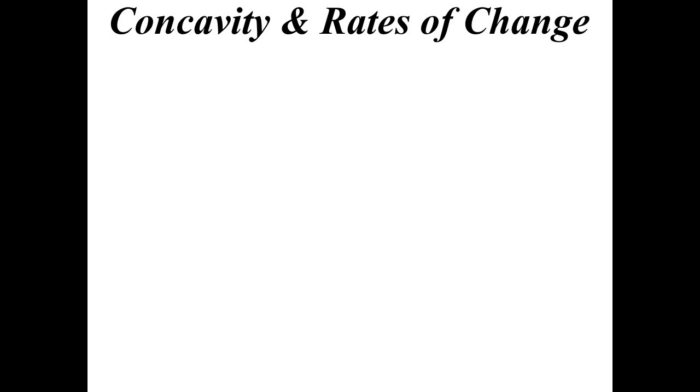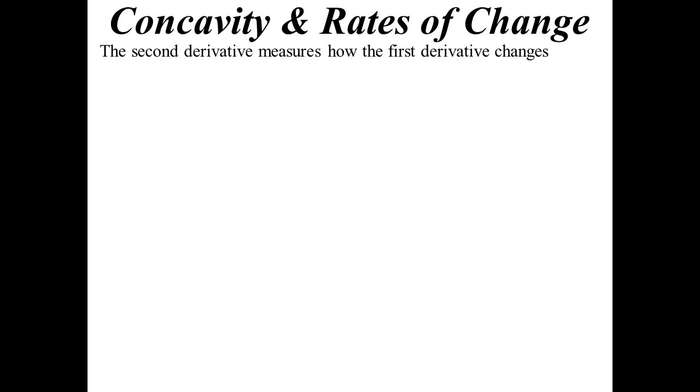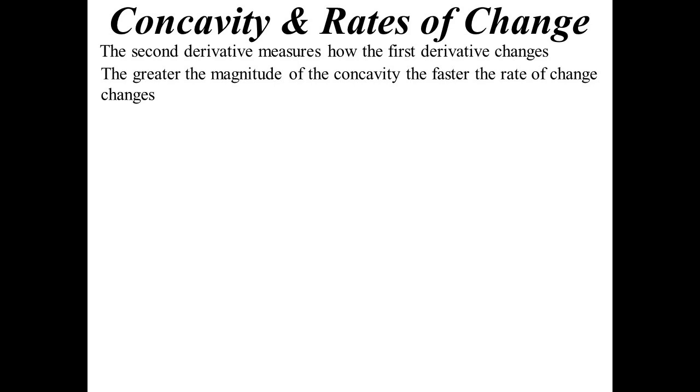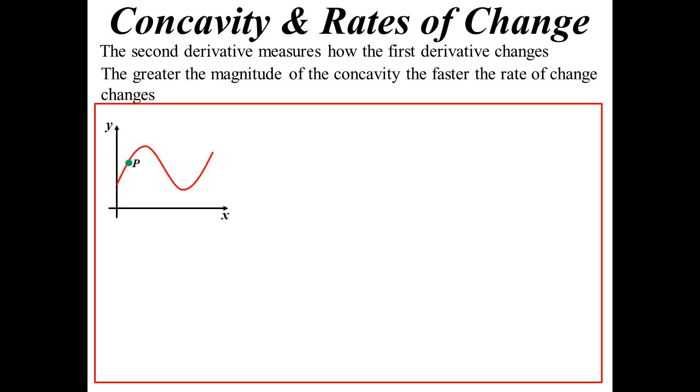So what about concavity, and what can it tell us about rates of change? Well, we know the second derivative will measure how the first derivative changes. The greater the magnitude of the concavity, not concerned about whether it's positive or negative, but the greater the magnitude of the concavity, then we know the faster the rate of change changes. So let's have a look at a picture.